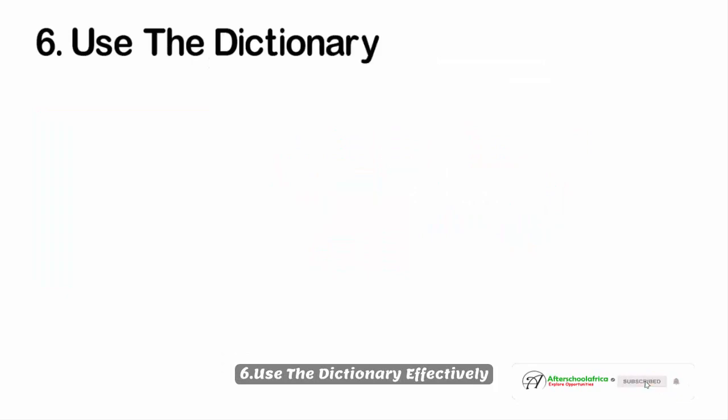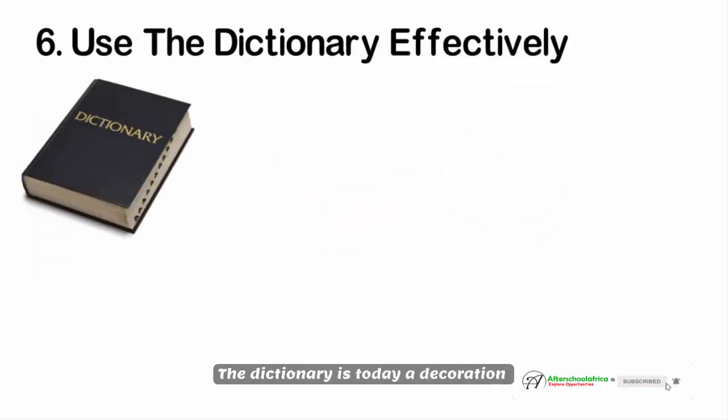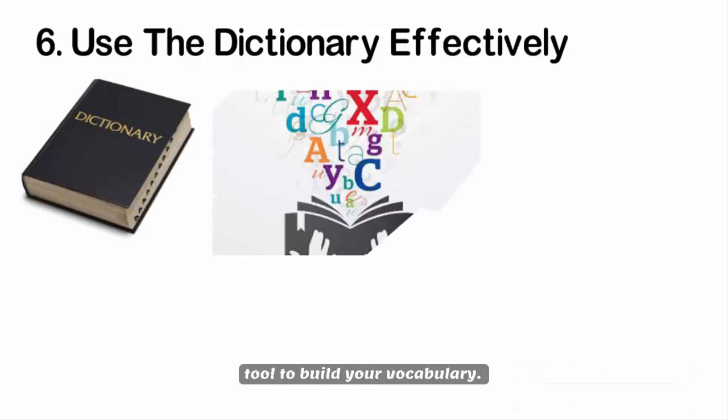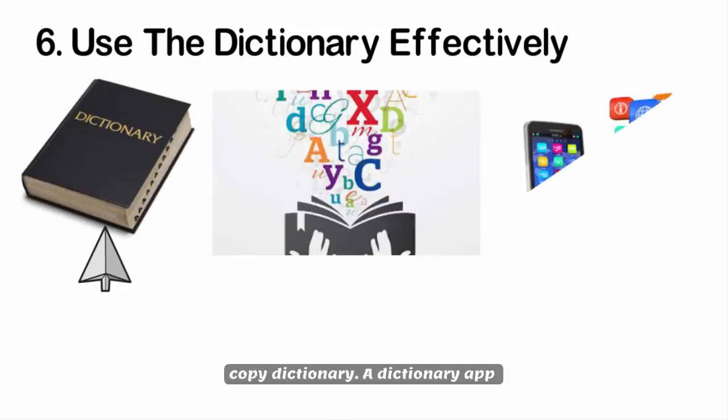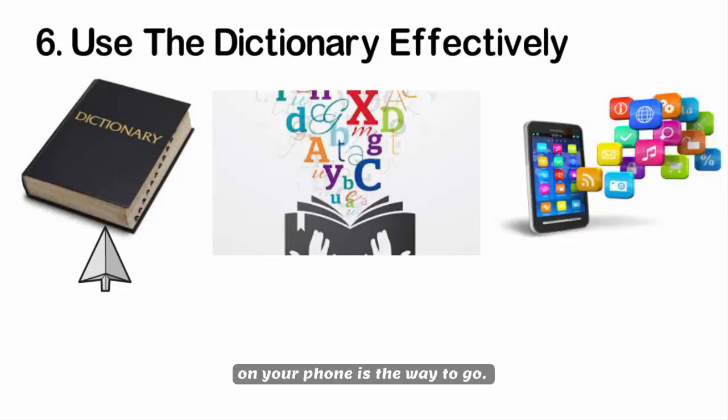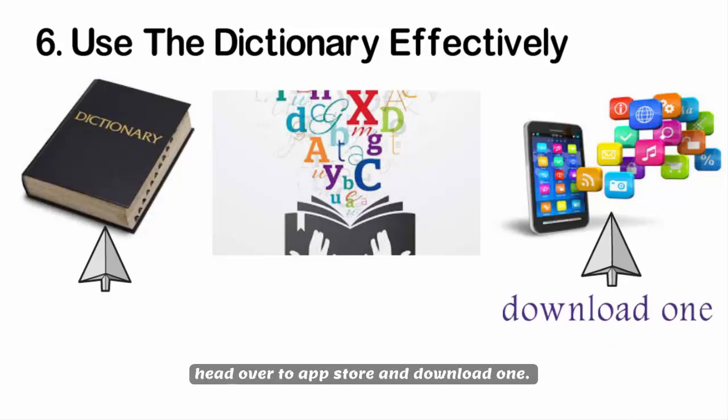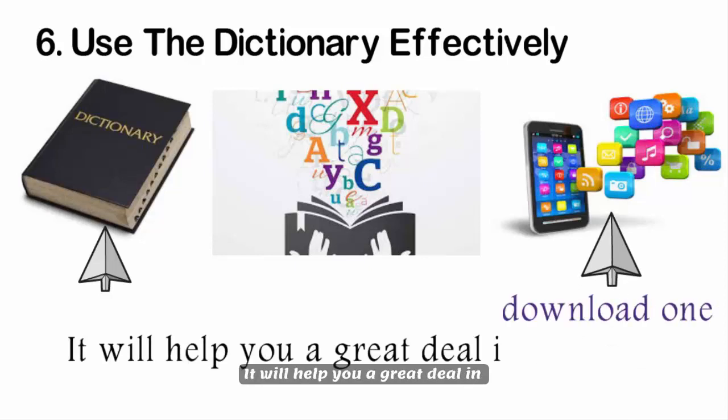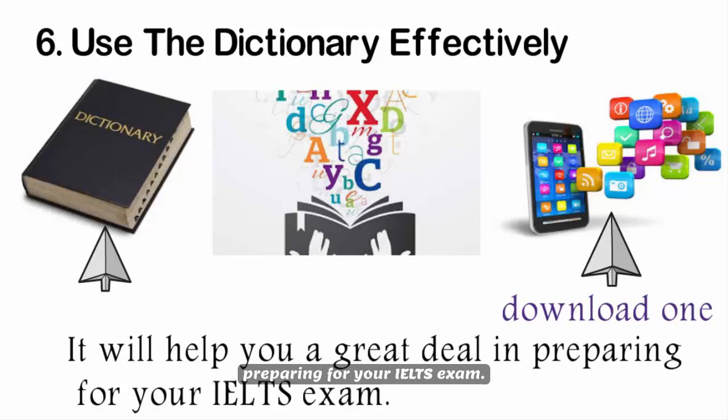6. Use the dictionary effectively. The dictionary is today a decoration in most homes, but it's the easiest tool to build your vocabulary. You don't even need to have a hard copy dictionary. A dictionary app on your phone is the way to go. In fact, if you don't have a dictionary app on your phone right now, head over to the App Store and download one. It will help you a great deal in preparing for your IELTS exam.